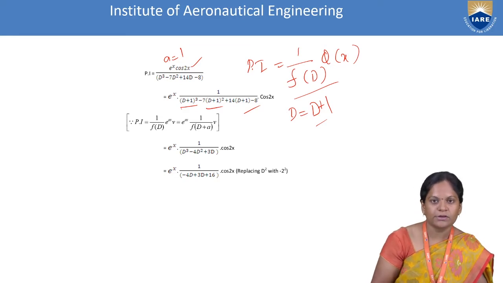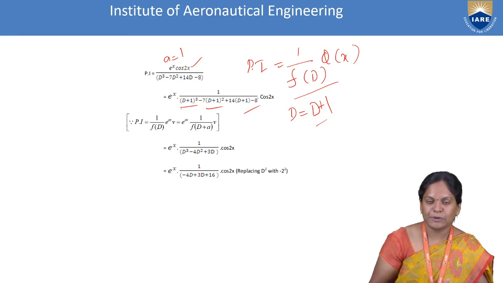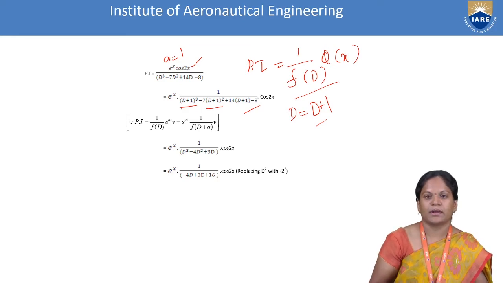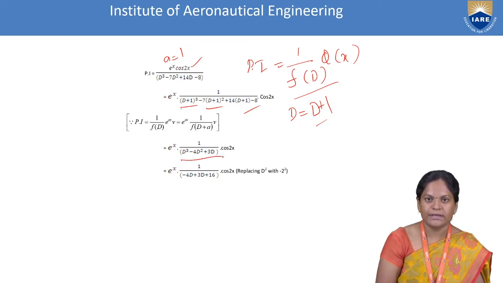Now simplify the denominator term. What is the denominator? D plus 1 whole cube minus 7 into d plus 1 whole square plus 14 into d plus 1 minus 8. Everyone knows the formula, a plus b whole cube, a plus b whole square. Just apply a plus b whole cube formula and a plus b whole square formula. Then simplify that, you will get one more function, that is d cube minus 4d square plus 3d. The given f of d is different.